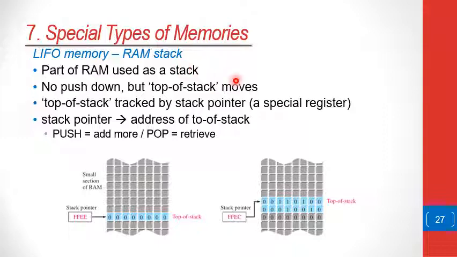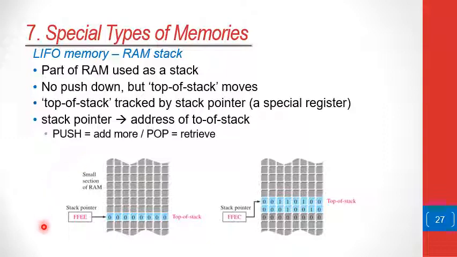And sometimes, in fact many times, part of RAM is used as a stack by the processor. In the case where RAM is used as a stack, data is not pushed down from the top of the stack, but the top of the stack moves. So the top of the stack is tracked by a special type of register, which is called a stack pointer. The stack pointer tracks this by containing the address to show where the top of the stack currently is.